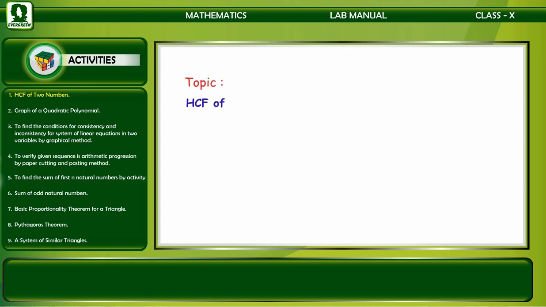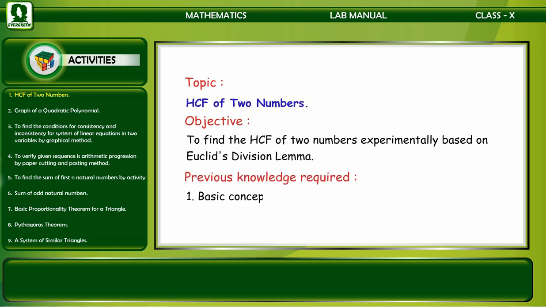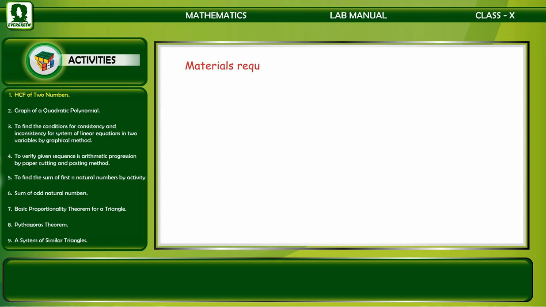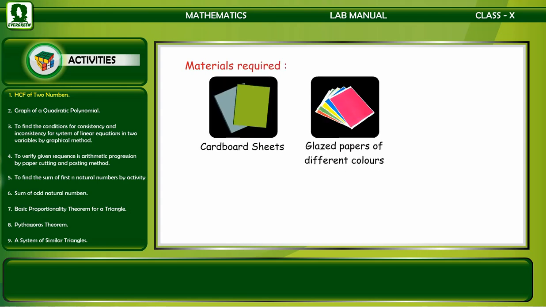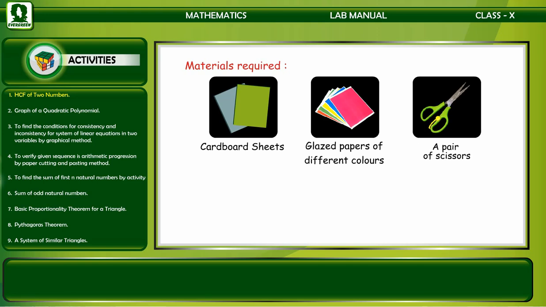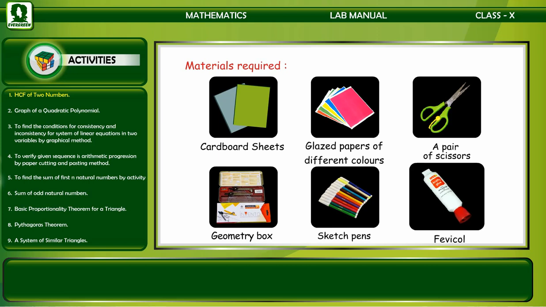Topic: HCF of two numbers. Objective: to find the HCF of two numbers experimentally based on Euclid's division lemma. Previous knowledge required: basic concept of HCF, Euclid's division lemma. Materials required: cardboard sheets, glazed papers of different colors, a pair of scissors, geometry box, sketch pens, Fevicol.